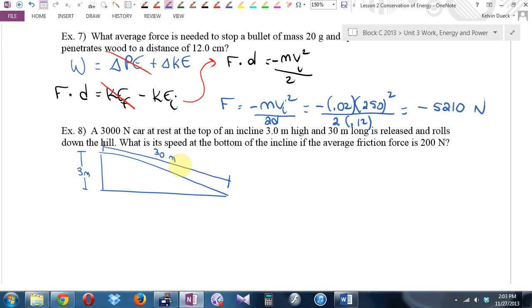You might start to say to yourself, maybe I want to solve this using forces and acceleration. Did they give you a mu? No, so maybe I'm going to stay away. Is there a change in height? Is there a change in speed? I think we can solve this using conservation of energy.